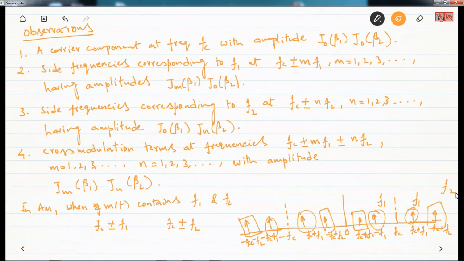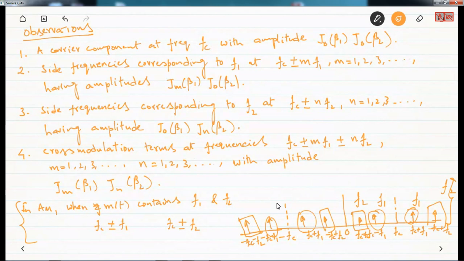Whereas here you have side frequencies, almost an infinite number of them, because Fc plus or minus m f1 ... m varies from 1 to infinity, n varies from 1 to infinity, right? So this is just comparing with AM. If you want to compare, it's better to compare it with AM, because you will get to know the differences, right? So this completes our multi-tone FM.